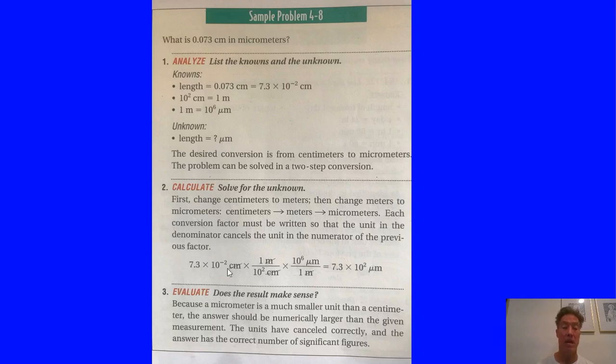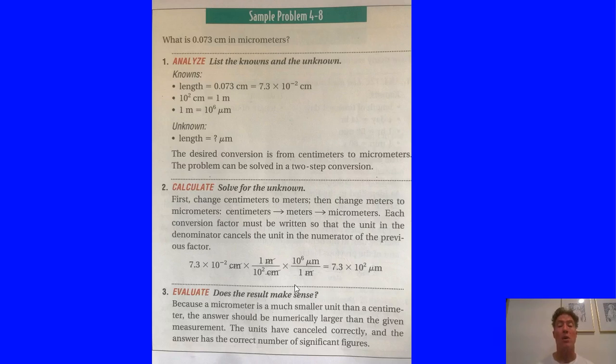So we're just going to start with our given length, 7.3 times 10 to the negative 2 centimeters. Now, since we don't know how to convert directly from centimeters to micrometers, we're going to go from centimeters to meters, and then from meters to micrometers. So we're going to put the thing we want to cancel down here. So we're going to put 1 meter per 100 centimeters. So now my centimeters are going to cancel. I'm left with meters on top, but I don't want meters, so I'm going to cancel meters again. I'm going to put meters down here with the unit that I do want, micrometers. And now I'm just going to do the math on this. And it turns out to be 7.3 times 10 to the 2 micrometers, 730 micrometers.